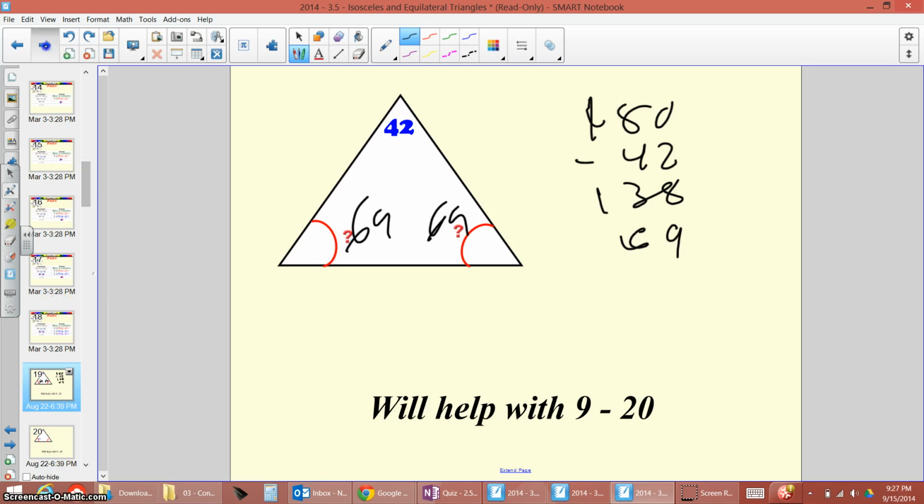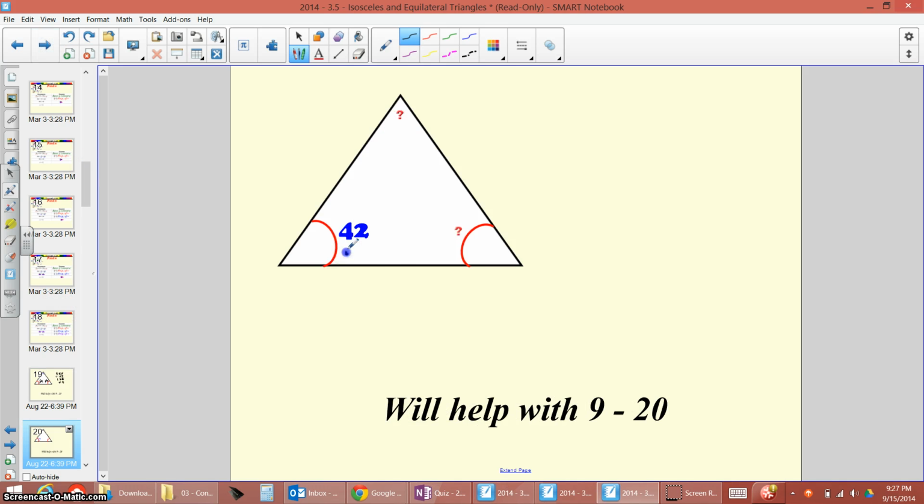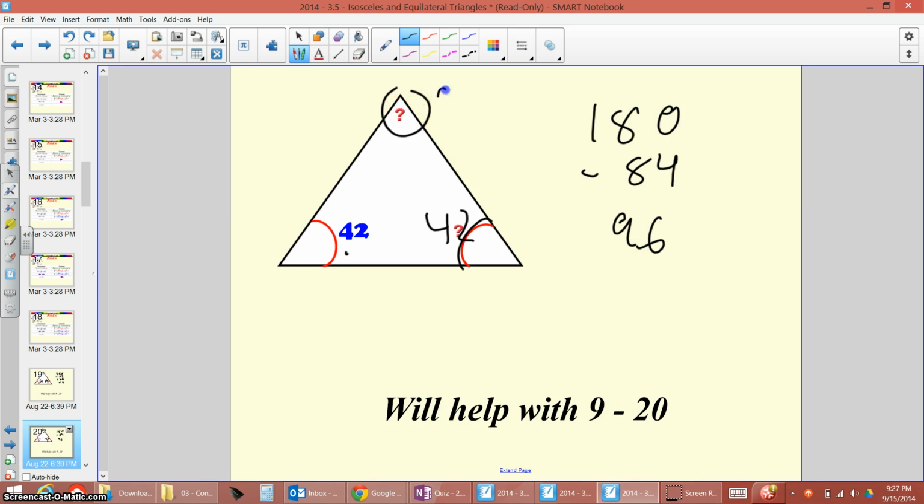So now, if this one's 42, then I know that both of these have to be 42. So this one's 42 as well. Now I got to find out what this top angle is. Well, if they all add to 180 degrees, then I have to subtract 84 degrees for these two bottom angles. And I end up with 96 degrees. So this angle up here is 96 degrees.